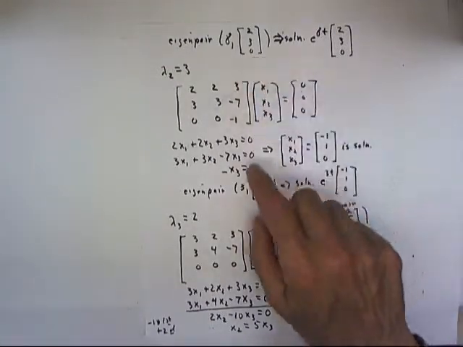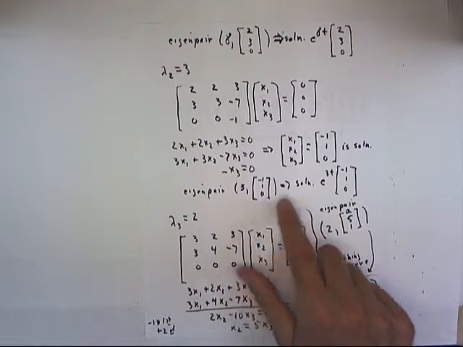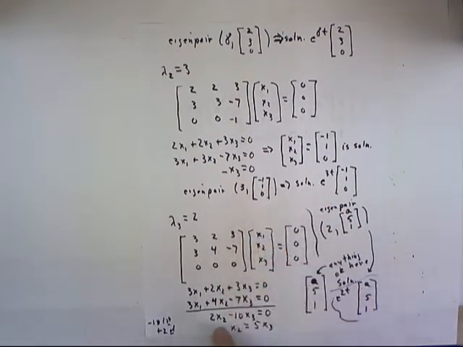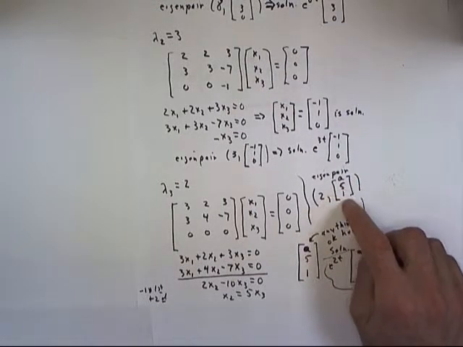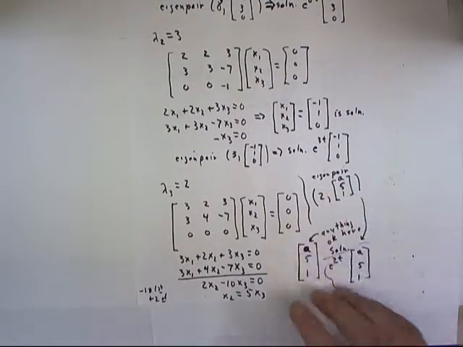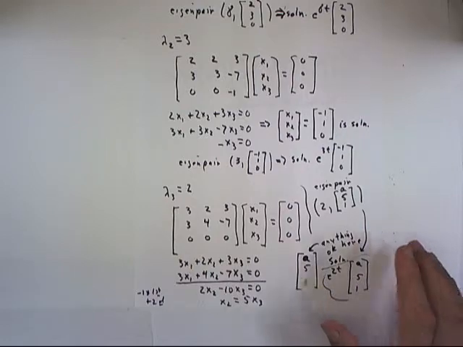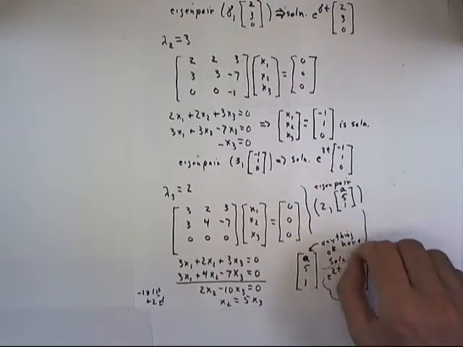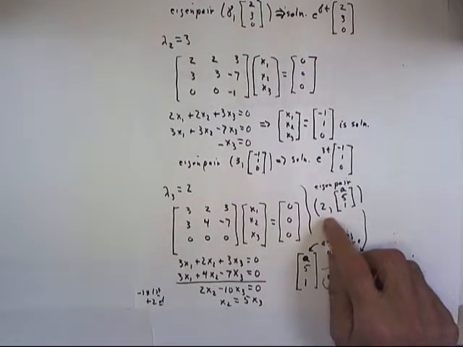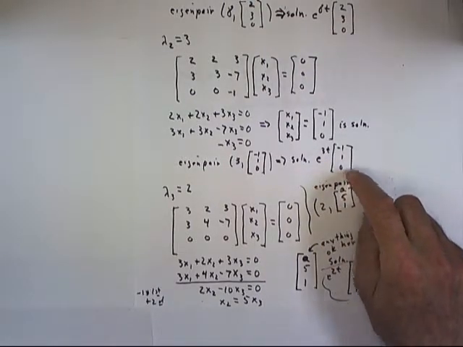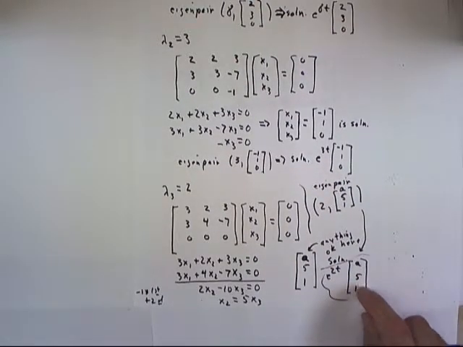Obtaining eigenpairs 8, (2, 3, 0); 3, (negative 1, 1, 0); 2, (A, 5, 1), where A could be any constant, and solutions e to the 8t times (2, 3, 0), e to the 3t times (negative 1, 1, 0), e to the 2t times (A, 5, 1).